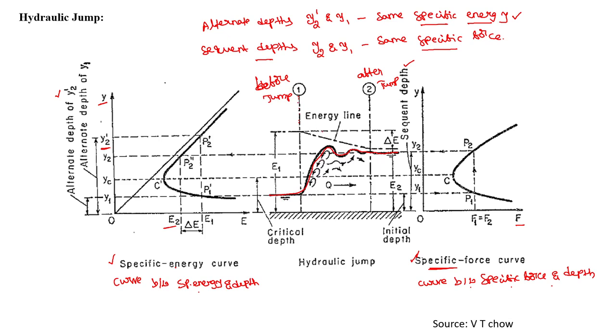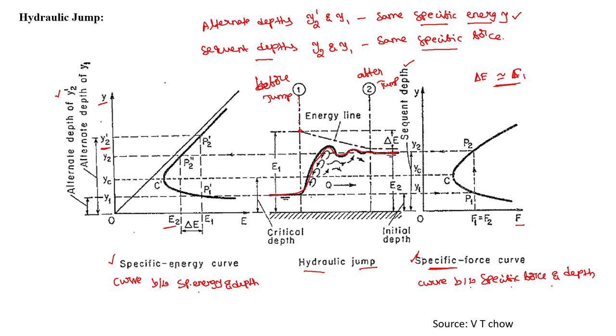Here, before the jump we have shown the specific energy E1, and after the jump we have shown the specific energy E2, and there is an energy dissipation delta E. The delta E can be as much as E1 also. We can create a jump in such a way that we can dissipate all the energy available with the water also. These are a few basics about the hydraulic jump.